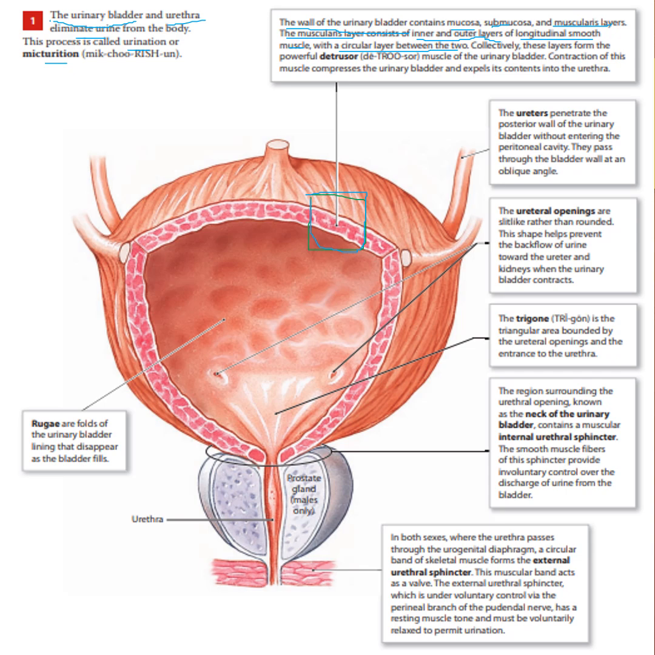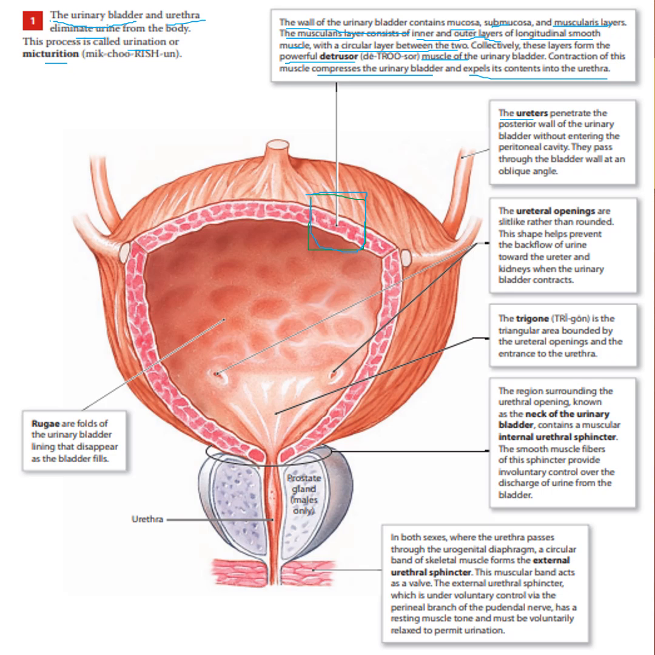So the bladder wall consists of three layers: mucosa, submucosa, and muscularis layer. The muscularis layer consists of three layers: one outer and one inner longitudinal layer, and one circular layer in between them. Collectively, these layers form the powerful detrusor muscle of the urinary bladder. Contraction of this muscle compresses the urinary bladder and expels its contents into the urethra.